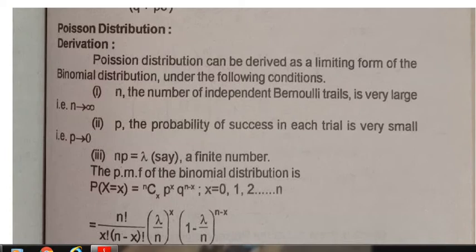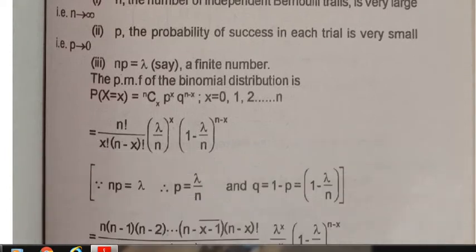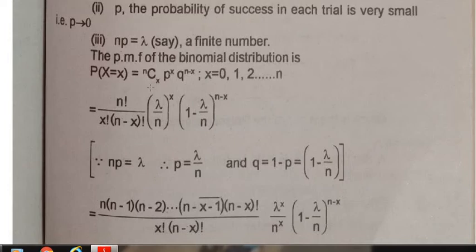We already know that the probability mass function of the binomial distribution is P of x equals nCx p power x into q power n minus x. Here x takes the values 0, 1, 2, 3 up to n. Notice that n is the number of cases, p is the probability of success, and q is the probability of failure. Remember that in the binomial distribution n is finite, but in the Poisson distribution n is infinite and p, the probability, is very small.